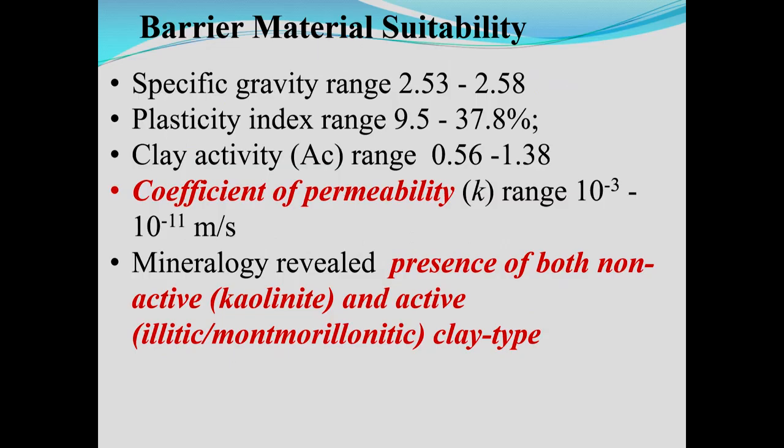I don't want to bore us with graphs and tables of findings, so I've tried to abridge some of the findings from my work, talking about the barrier system and the geotechnical suitability of properties of the barrier system. When I say barrier system, I'm talking about local materials such as clay, which is abound in Nigeria. Specific gravity, plasticity, activities of clay, and the coefficient of permeability, which is a very important property for materials as liner, and the mineralogy in that figure.